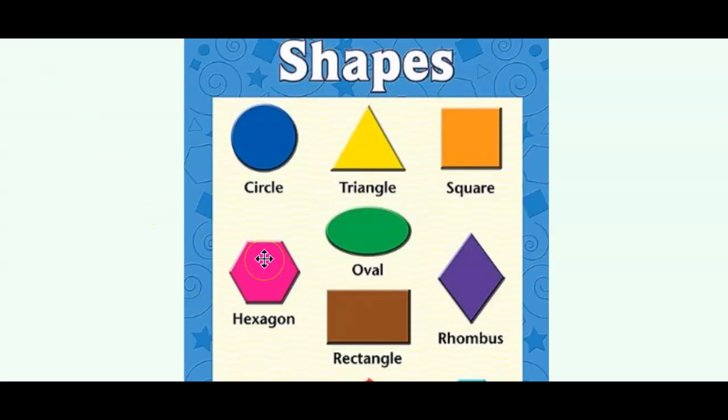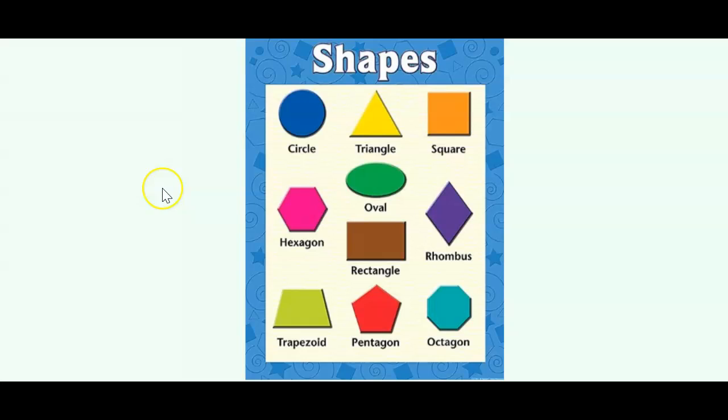Here are some shapes that you may know and some that may be new to you. Can you repeat the name of the shapes after me? Circle, triangle, square, oval, hexagon, rectangle, rhombus, trapezoid, pentagon, octagon.